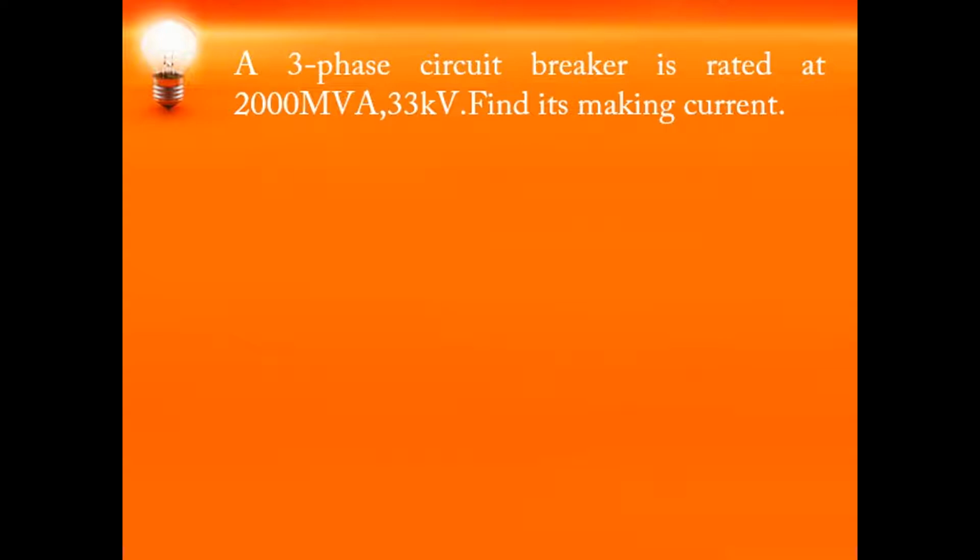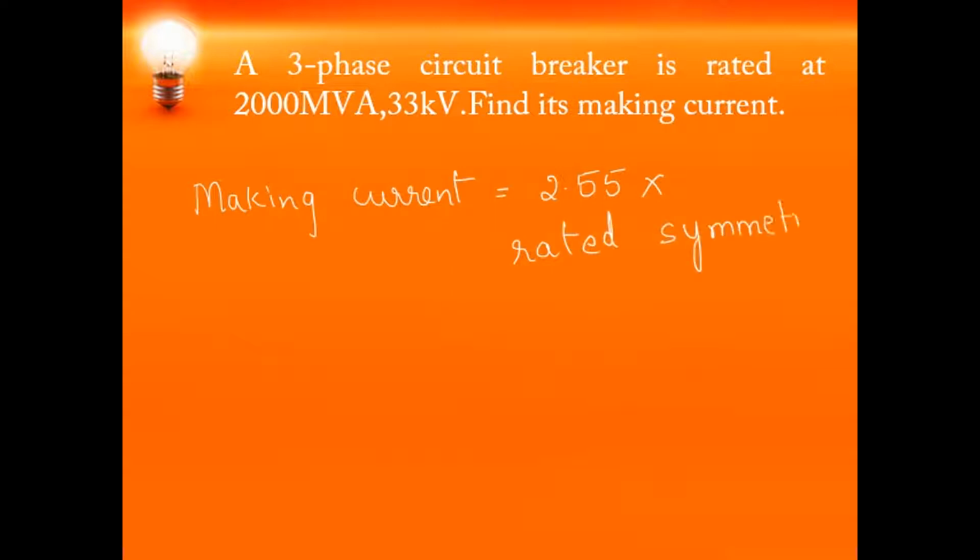So to find its making current, we know that the making current is given by 2.55 into the rated symmetrical breaking current. So this is the formula to find the making current, 2.55 into rated symmetrical breaking current. We don't know what the rated symmetrical breaking current is, so we'll find that and then we'll find the making current.